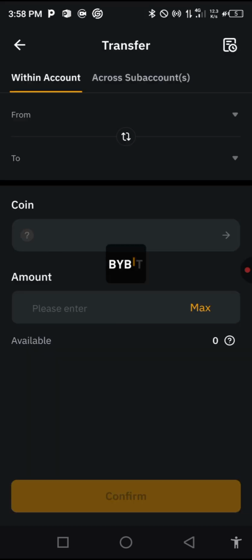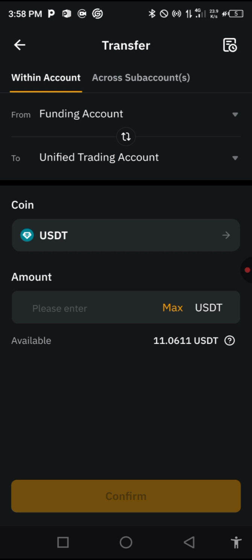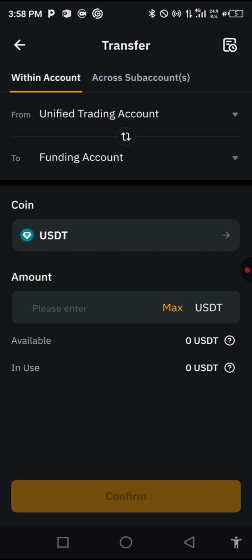Once you click on transfer, if you look up here, you see from funding account to unified trading account. That means I want to move the money from the funding account to my unified trading account. But if you want to move from the unified trading account to your funding account, you can just click this button in the middle and let it load. Once it has loaded, you see that it has changed from unified trading account to funding wallet account. I don't want to move from the unified trading wallet to the funding wallet because I don't have money there. What I want is to move from the funding wallet to the unified trading wallet. So you just click here and let it change back.